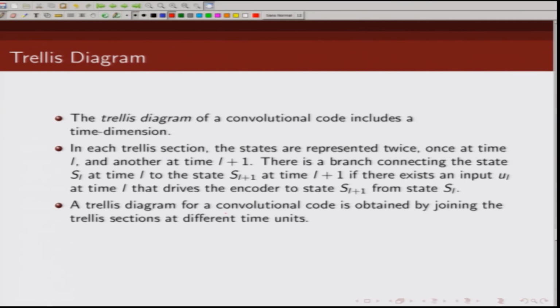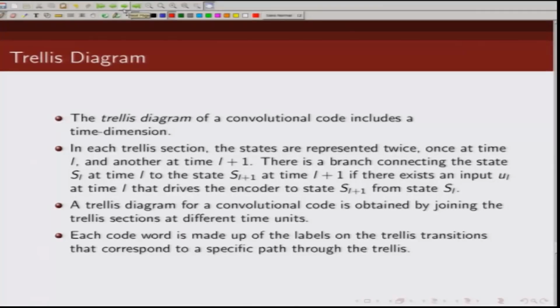And a trellis diagram is obtained by joining trellis sections at different time instances. So, to draw the complete diagram, I am going to join trellis sections at various times together, and that is how my trellis diagram will be drawn. The interesting thing is, in a trellis we can see all possible code words. Any valid path is basically a valid code word. So, let us say initially an encoder is in all 0 state and it goes back to all 0 state, then all possible paths from all 0 state to the final all 0 state will enumerate all possible code words that we have.